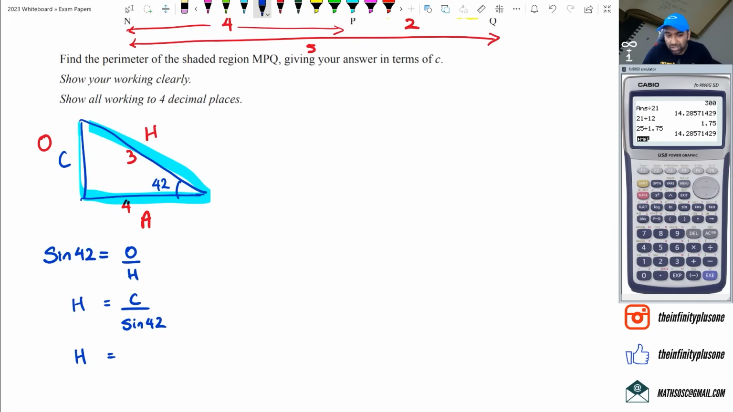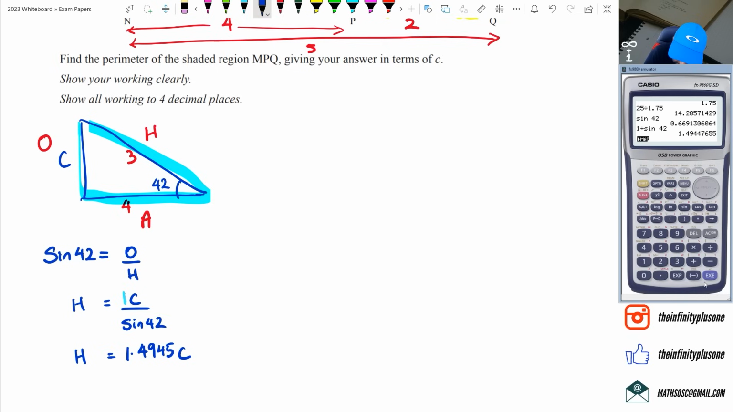Now remember that it's actually 1 in the numerator. If I do sine 42, I get 0.669. But if I do 1 divided by sine 42, because remember there is a 1 in front of that C, so 1 divided by sine 42 is equal to 1.49. So my H then is equal to 1.4945 C.